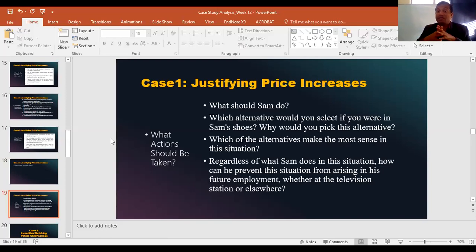Regardless of what SAM does in this situation, how can he prevent this situation from arising in his future employment, whether at the television station or elsewhere? A bit more critical. So you can build up from the basics, from the small understanding, and then your analysis will be more and more specific, more and more critical. And that's the purpose of having a case study in academic teaching.